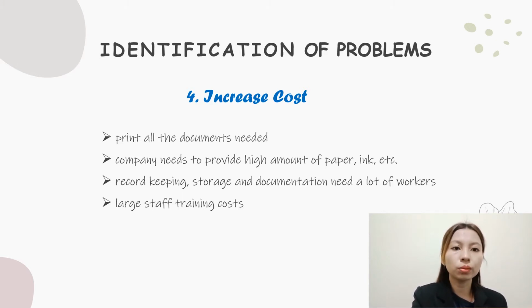Other than that, the company will need large staff training costs. This will affect all of the organizations since they want to gain high profit. The training itself needs high expenses and many trainers since it could be really hard to train a lot of staff. So, it is best to use an electronic system to cut off high expenses.